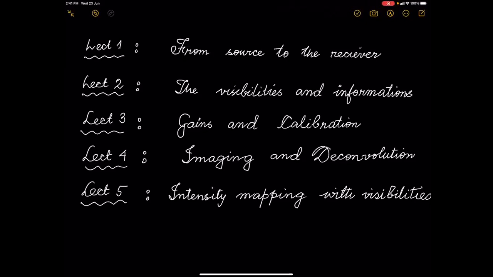That's why it has not been observed till today. And in the last lecture, we'll see, once you have the visibilities and you have taken care of the foregrounds, you have calibrated it properly, what do you do with it to get the intensity mapping, to get the power spectrum out of the visibility. Okay, so let us start now.